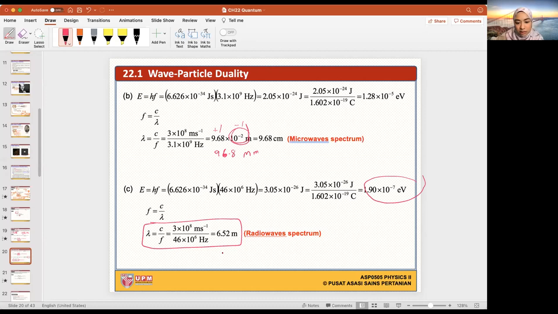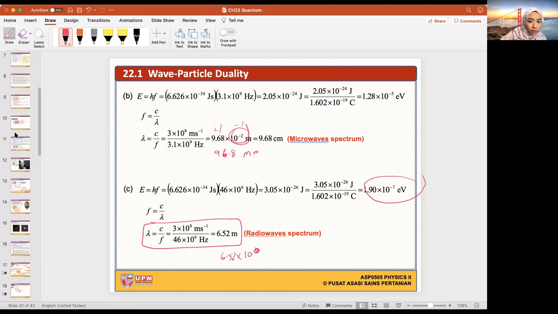So what is this? This is 6 times 10 to the 1. No, it's not. It's times 10 to the 0. Sorry. 6.52 times 10 to the 0. So this is times 10 to the 0. Microwave, it's radio waves. Wait, did I say radio or microwave earlier? 6.52 times 10 to the 0. This is 9.68 times 10 to the minus 2. Minus 2 and 0. Okay, let's see. Minus 2 is microwave, 0 is radio wave.